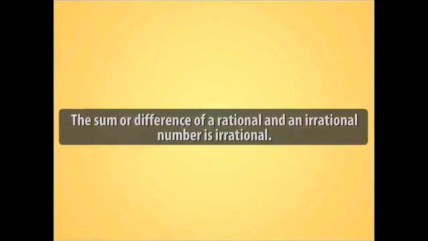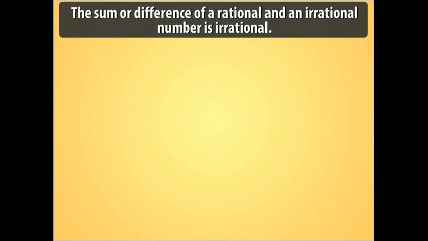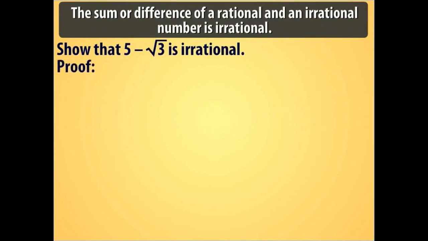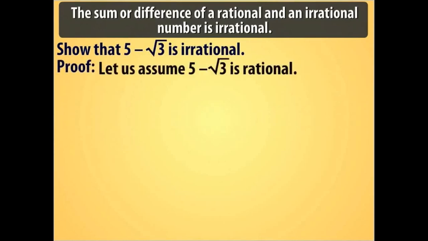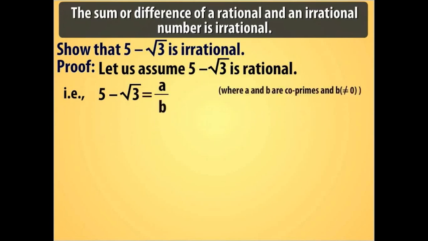Now you know that the sum or difference of a rational and an irrational number is always an irrational number. Let's prove a particular case. We need to show that 5 minus square root of 3 is irrational. Let's assume that 5 minus square root of 3 is rational. This means that 5 minus square root of 3 can be expressed as a upon b, where a and b are co-primes.